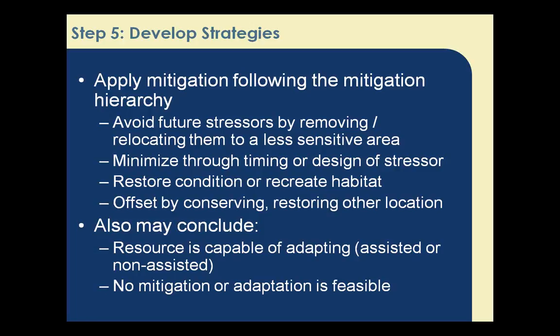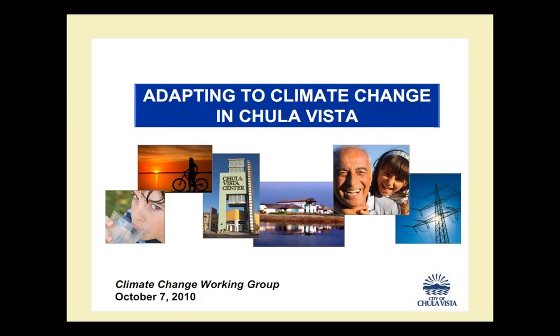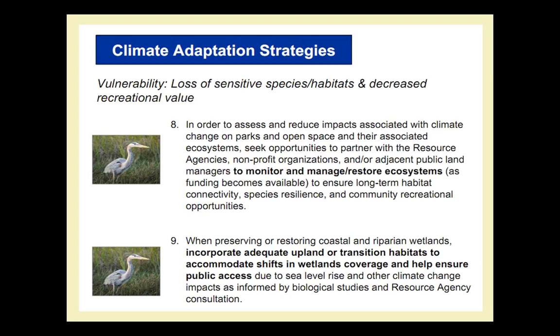Just wanted to drop a quick example. This is from the city of Chula Vista. We didn't have anything to do with this, but I thought it was kind of nifty that the city in California has gone through a pretty lengthy process and developed a report on how they plan to adapt to climate change. And here's just a screenshot out of their report. They talk about cooperation with resource agencies, the importance of monitoring and restoring, also incorporating adequate upland or transition habitats to accommodate shifts in wetlands. So these are what we think about as strategies, written strategies, identifying what the issue is and what possibly could be done to address it.